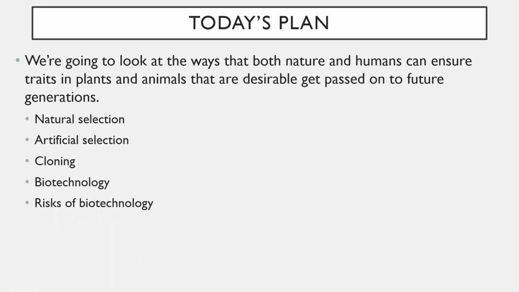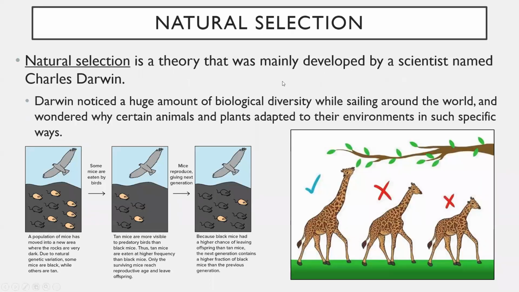There's natural selection, which is done in nature. There's artificial selection that's done by people. There's cloning, which we're going to have quite a good discussion about today, biotechnology, and risks of biotechnology. So first of all, natural selection. I think we've talked about this previously in this course, but here it is again.